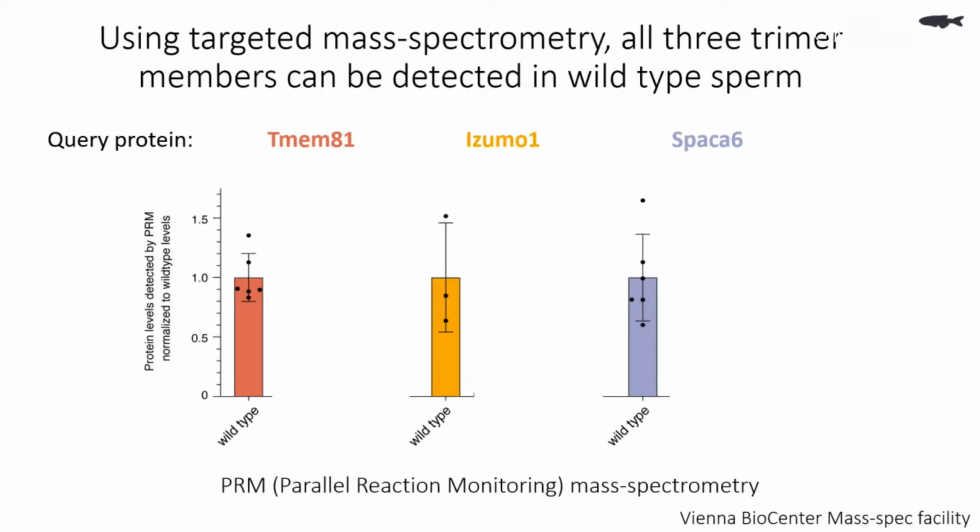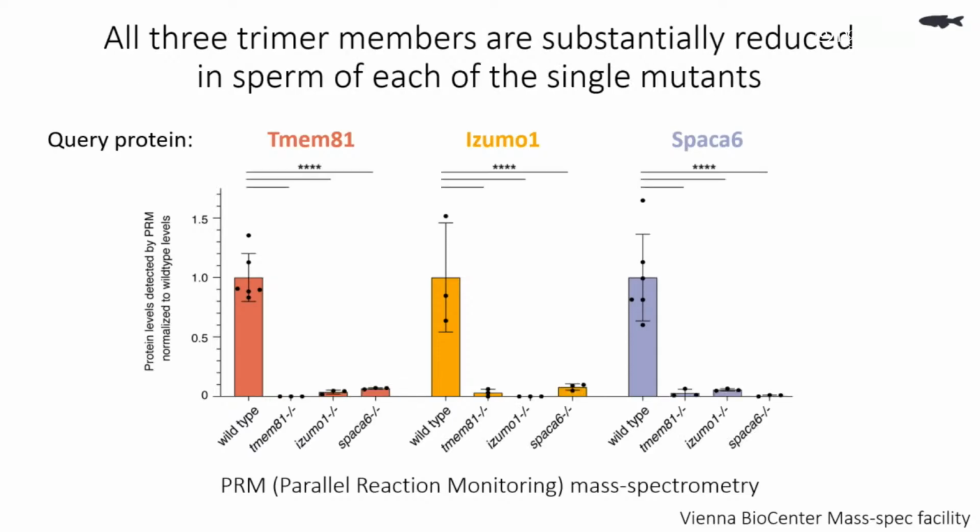So we used mass spectrometry, a very sensitive way of detecting these individual peptides because they are low abundant on the sperm. In a wild-type situation, using this very specific technique, we were able to detect all three proteins, TMEM81, Isumo, and SPACA6, in fish sperm. And as I already mentioned, if in each one of these mutants, no matter whether we have TMEM81, Isumo, or SPACA6 knocked out, we lose all three proteins. So that is a clear indication that they might actually need each other to stabilize each other. It doesn't necessarily mean that they form a complex.